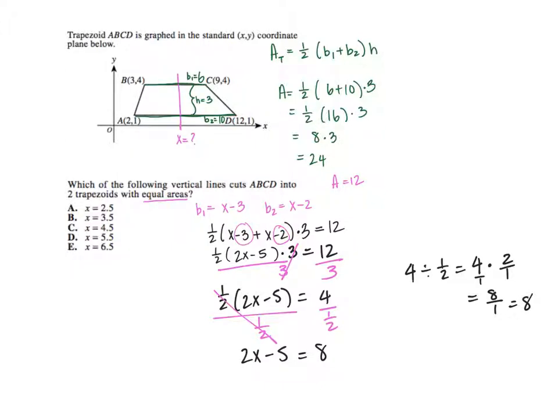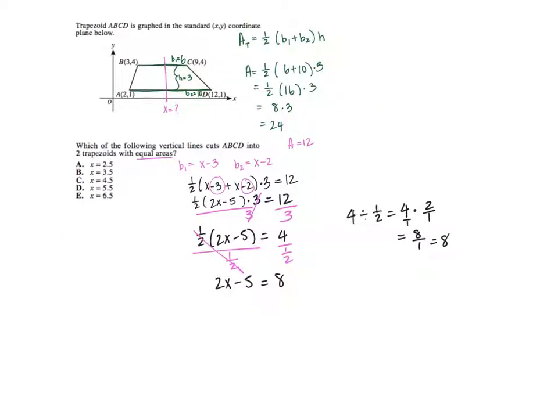So if you keep working this out, you're almost there. I'm going to add the 5 over. And then 2x equals 13. And then if you divide by 2, x is equal to 6.5. 13 divided by 2 is 6.5, I believe. And so my answer here is E.